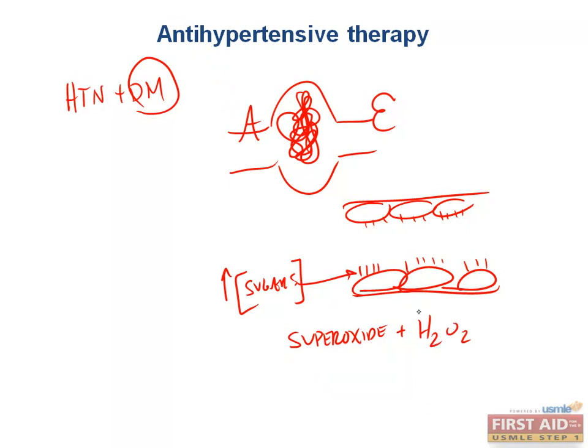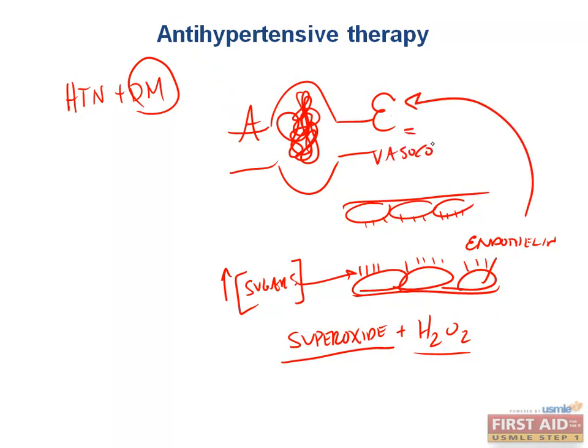So we have increased oxidative stress. This combination of increased oxidative stress due to the production of superoxide and hydrogen peroxide and the release of vasoconstrictive substances such as endothelin-1 by damaged endothelial cells will result in severe vessel damage and vasoconstriction. So this gives us vasoconstriction of the efferent arteriole.